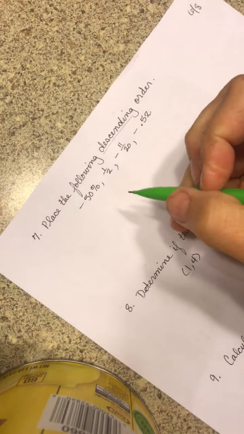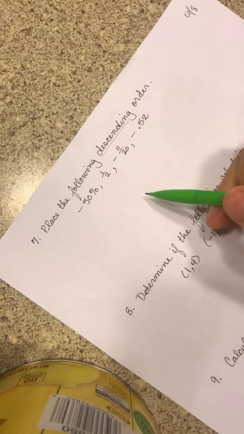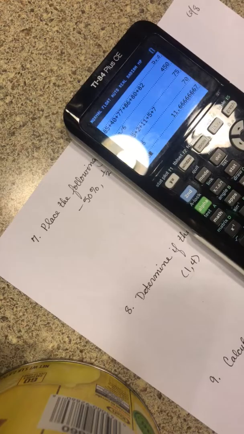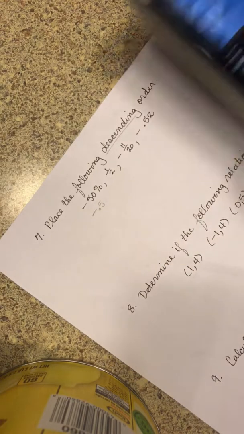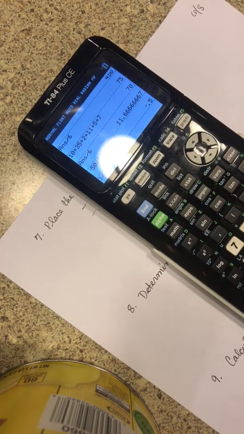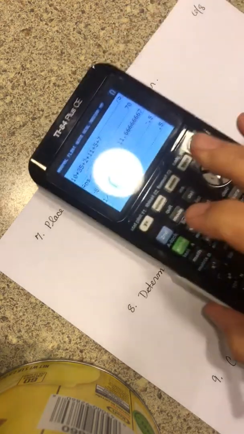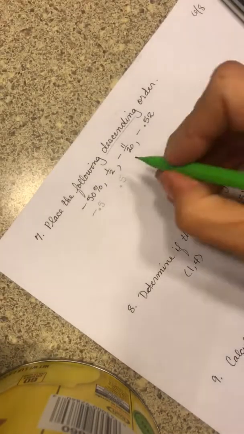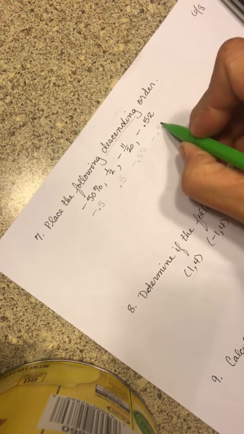Yay. All right. We're going to put these in descending order. So first thing you need to do again is change these to decimals. So negative 50%. So negative 50 divided by 100, because percent is always out of 100, is negative 0.5. Okay. 1/2. 1 divided by 2 is 0.5. Negative 11/20, so negative 11 divided by 20 is negative 0.55. And then I already have negative 0.52.